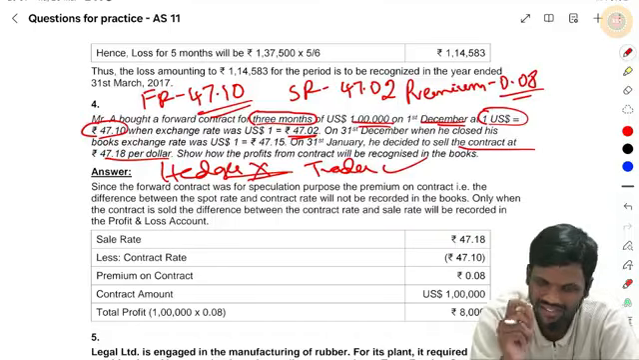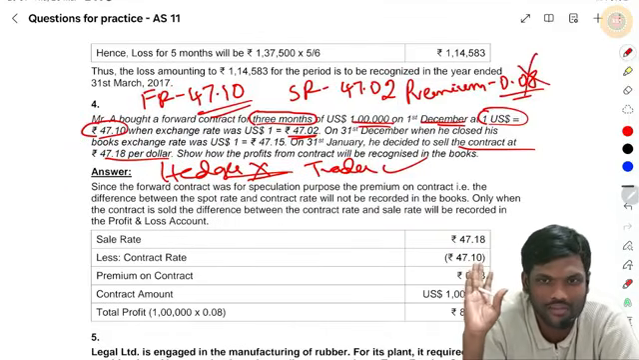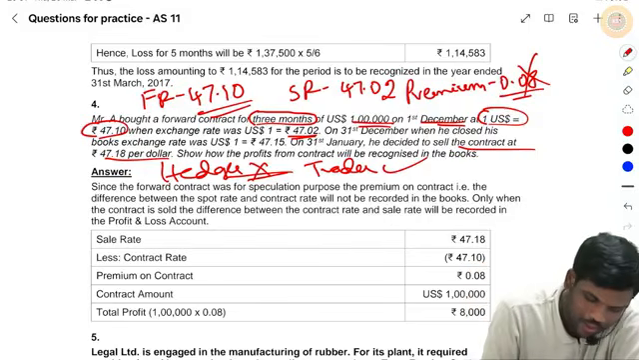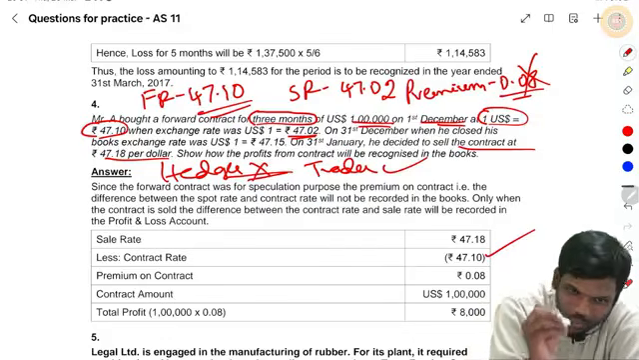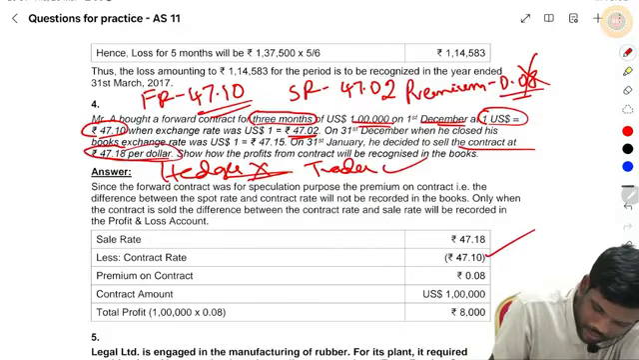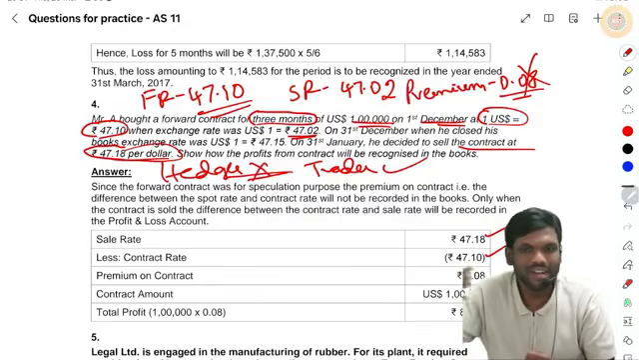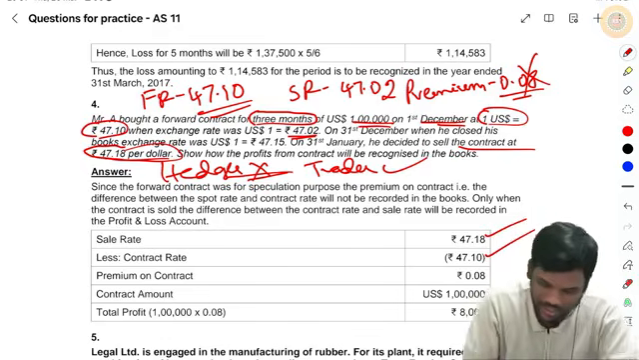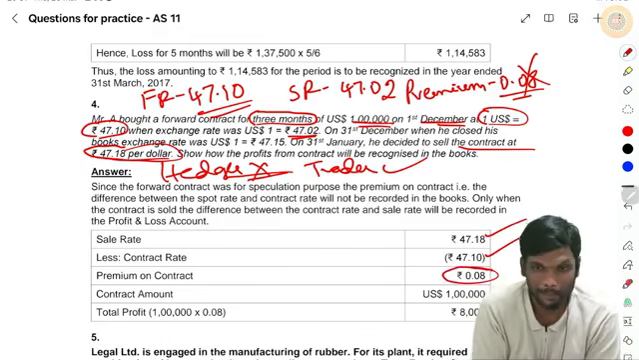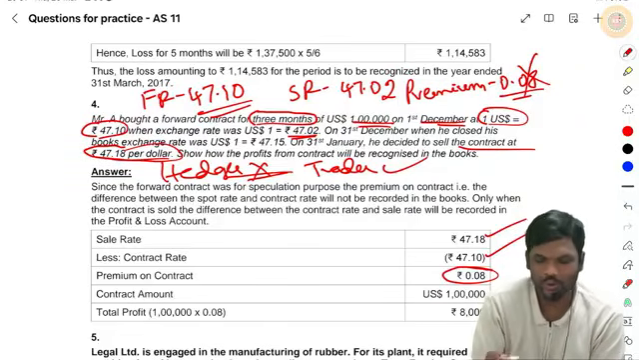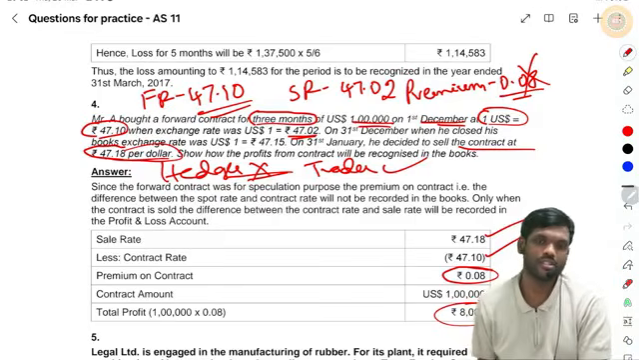Sir, what should we do for this question? If you are a trader, very simple. Ignore this premium or discount. Don't even consider that. Sir, then what should I do? At what rate did you purchase this forward contract? 47.1. At what rate did you sell it? 47.18. You purchase something for 47.1 and sell it for 47.18. That means you have a profit of how much per dollar? 0.08 per dollar. How many dollars? 1 lakh.